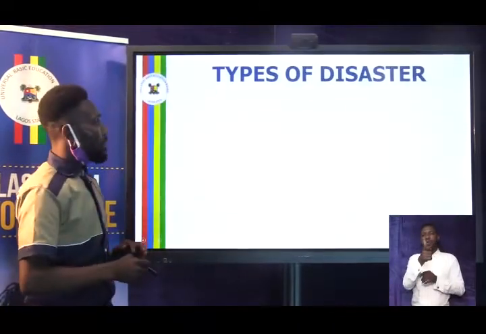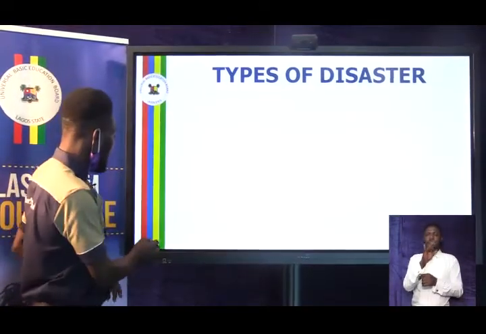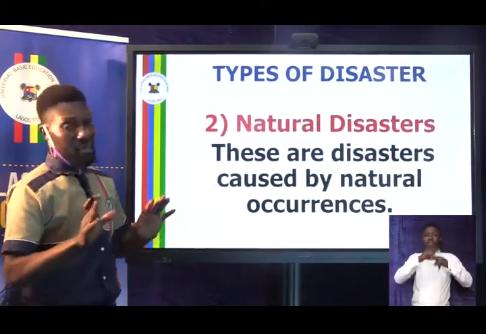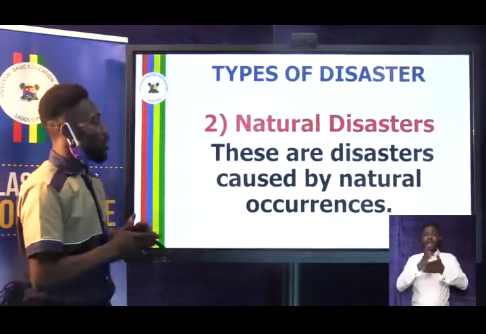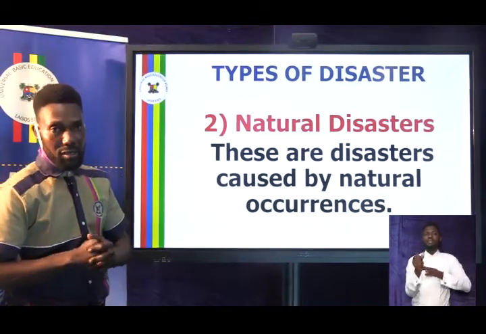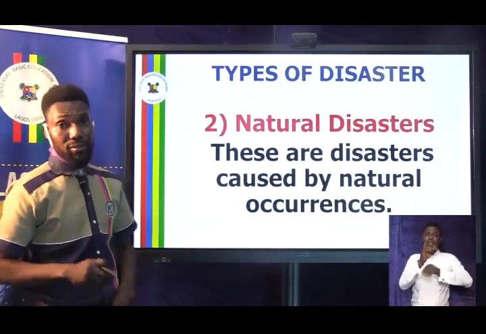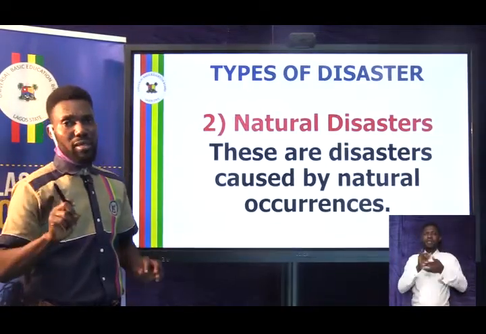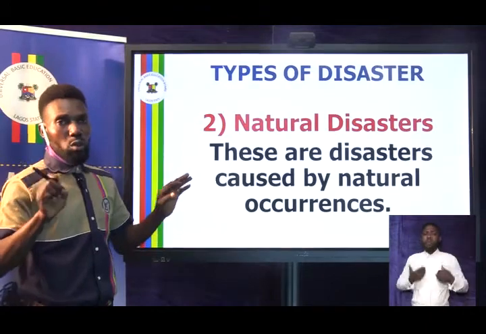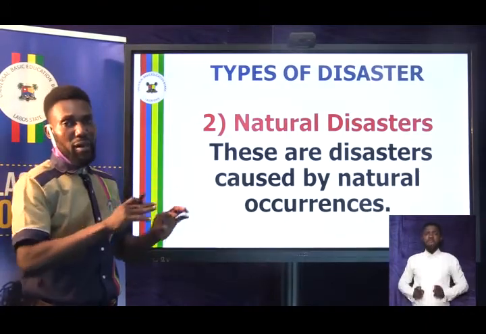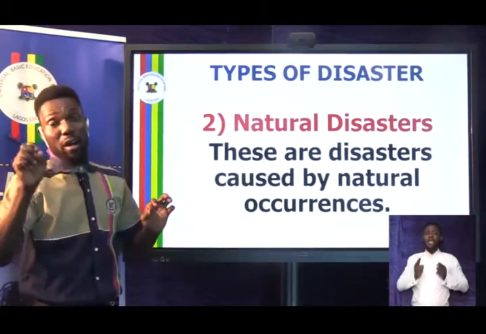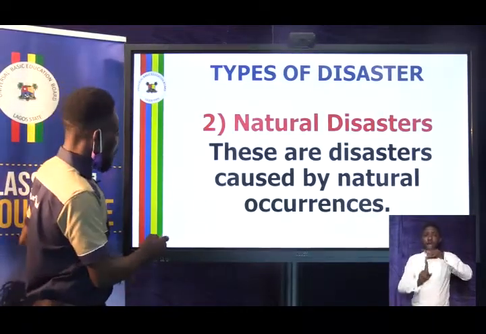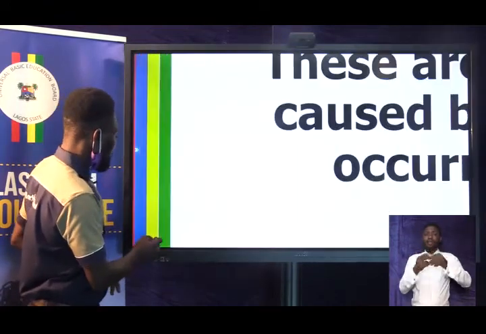Now let's check the other type of disaster, and that is the natural disaster. What are natural disasters? These are disasters caused by natural occurrences. When we say something is natural, that means it just happened. Nobody caused it. It's not by human factor. It just happened that way. That's natural occurrence. That's natural disaster.